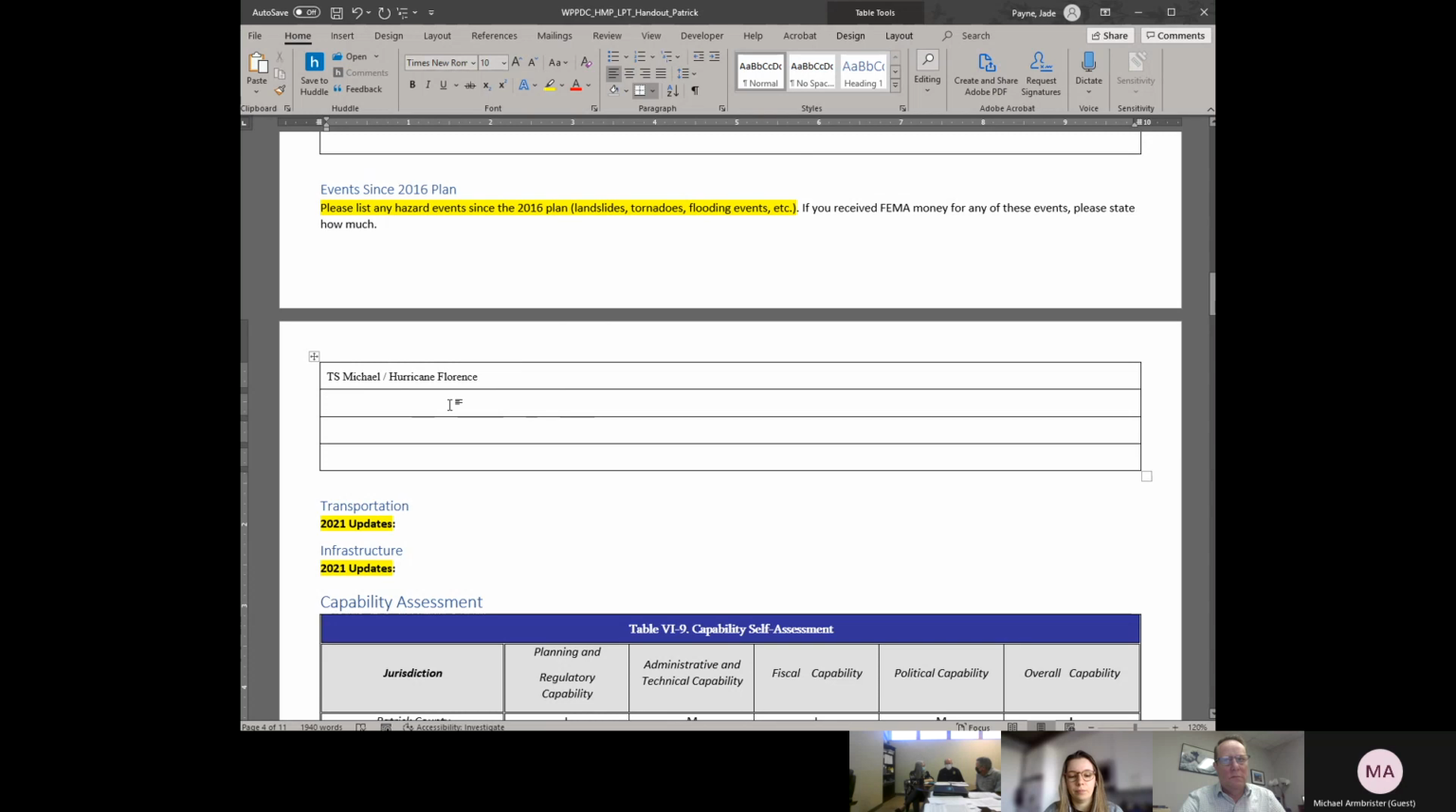We've had some localized flooding, but as far as FEMA money, I do not remember any going out. To my knowledge, the county didn't receive any, and I don't think any of the residents received any because it wasn't enough damage done. All right. Would that be true of Tropical Storm Michael and Hurricane Florence as well? Yes, I don't know of any funds that came into the county. Okay.